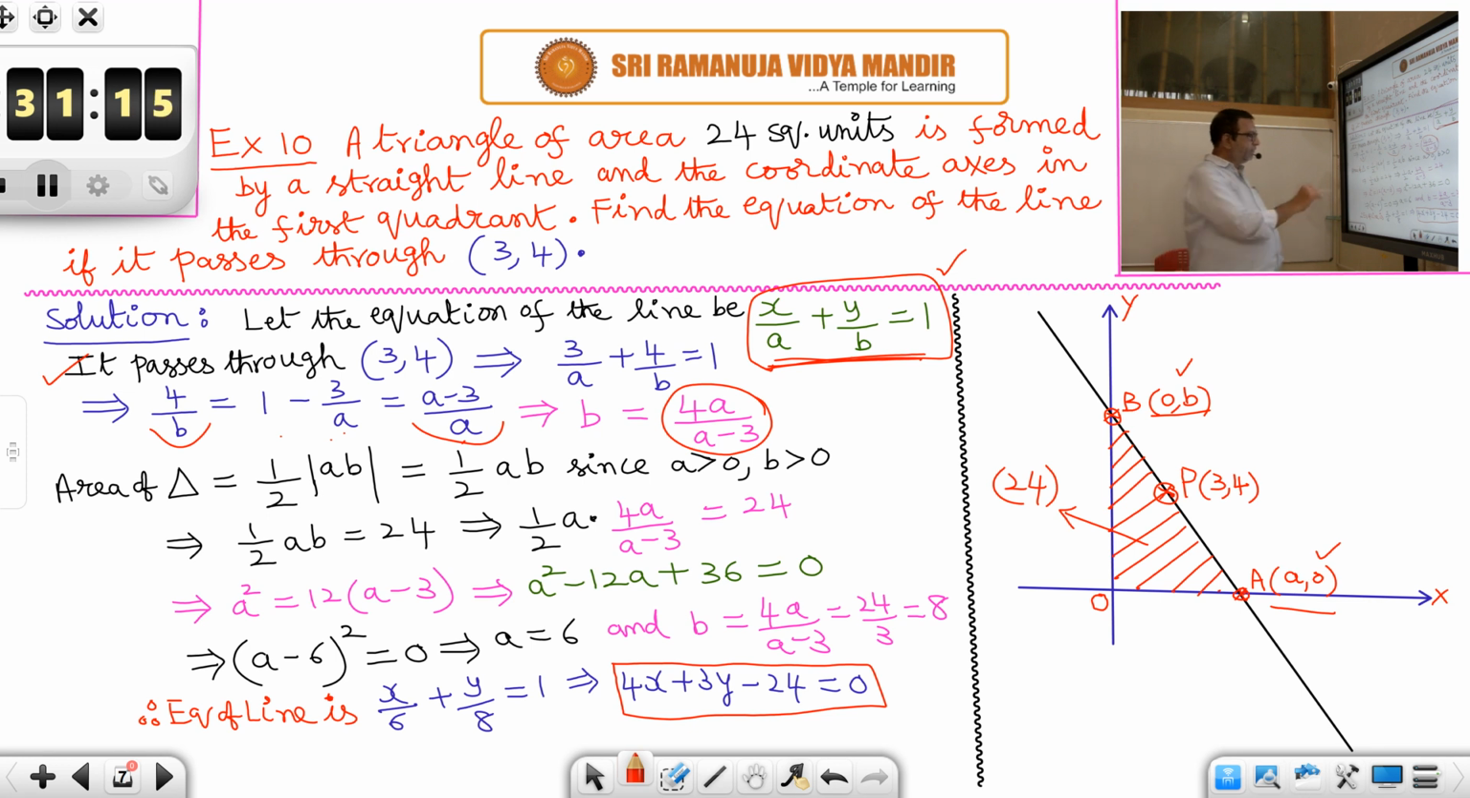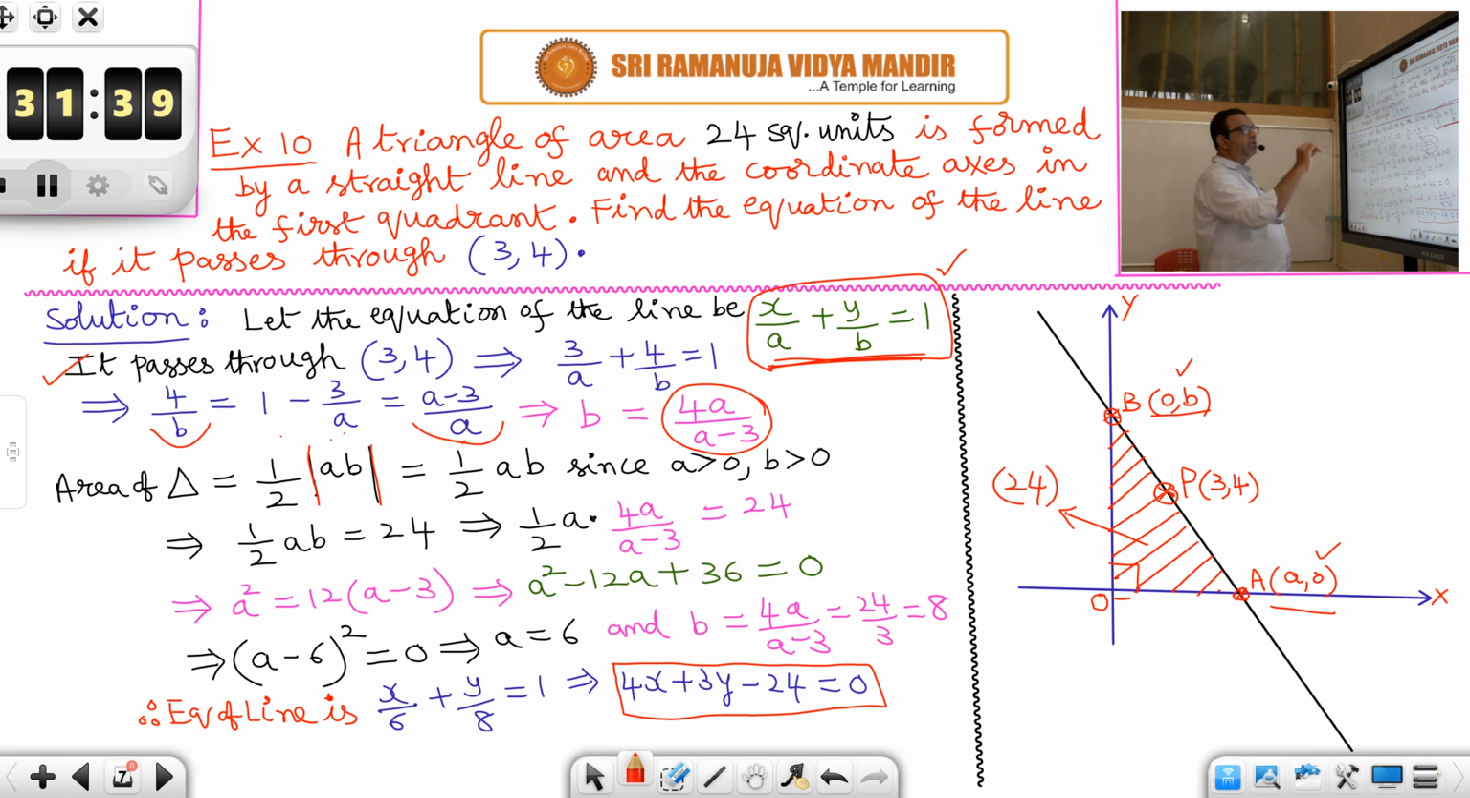Now, what is the formula for the area of the triangle? See the diagram. Triangle OAB is a right angle triangle, right angled at the origin. So, half into OA into OB. OA means small a, OB means small b. So, half into modulus of ab actually.